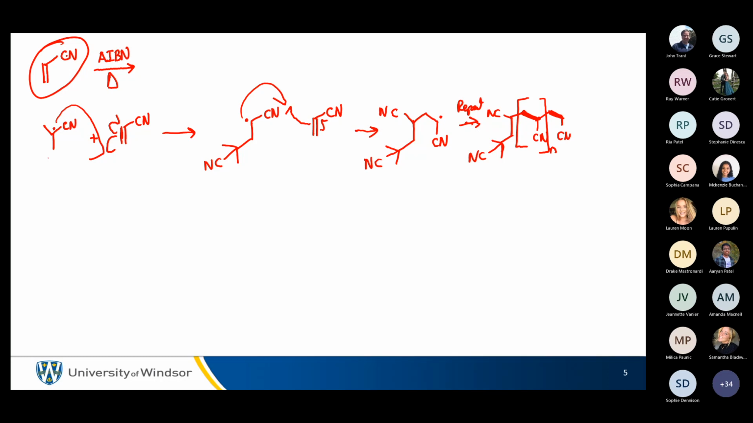So to Drake's question, when do I use the polymer notation? When you make a polymer. When do you make a polymer? You make a polymer when the radical's got nothing left to do except react with itself, and it's almost always going to be reacting with double bonds.